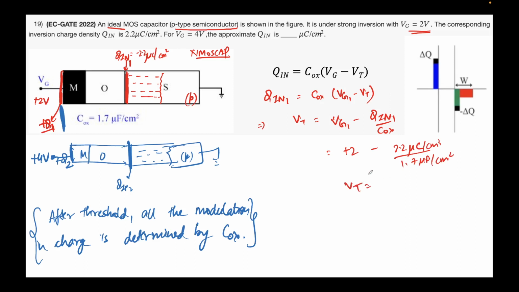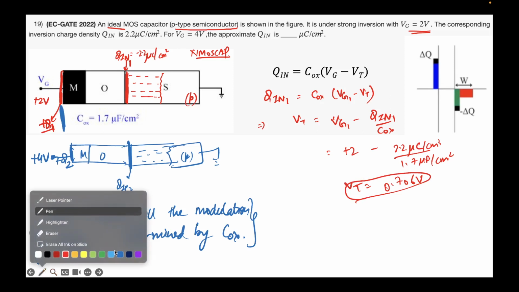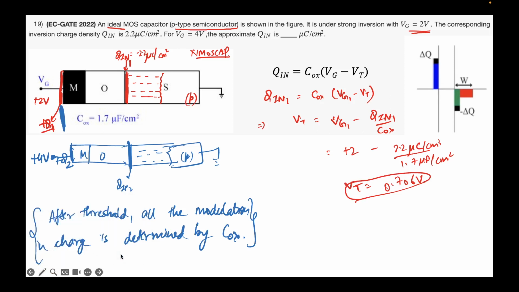So Vt will come out to be, hold on a second, 2.2 by 1.7, that's 1.29. 2 minus that, it's 0.706. So Vt is coming out to be 0.706 volts, right? And as I've been saying, this Vt will be the same because the device is not changing, it's only the bias that you are changing.